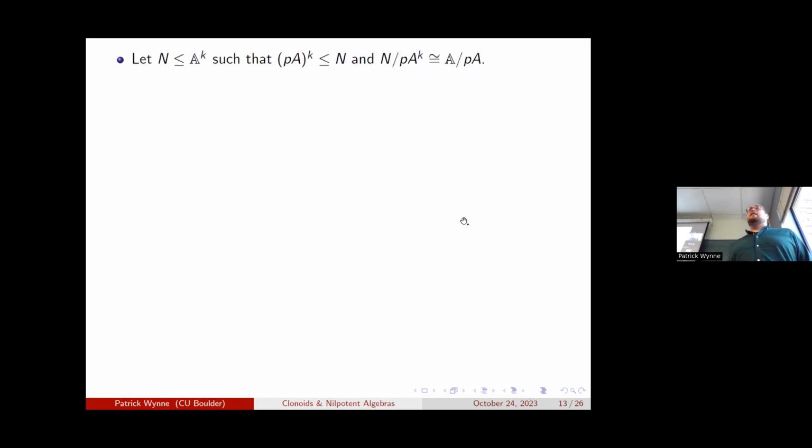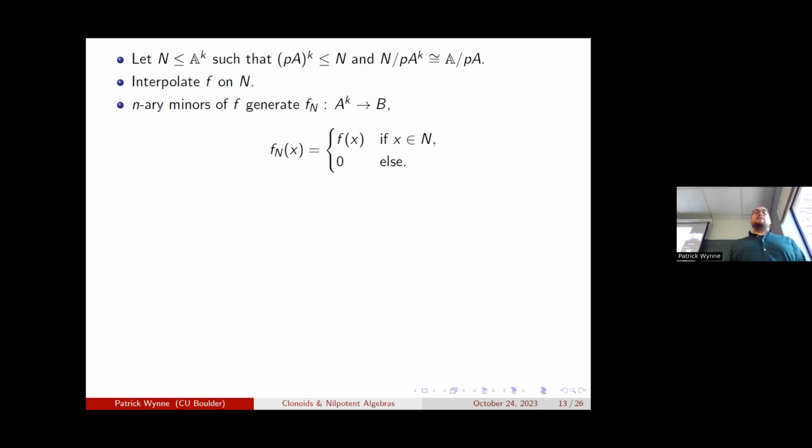So now for all N's that essentially look like this, A times pA to the k minus 1, we can generate a function that looks like f on this submodule N. So from the n-ary minors of our k-ary function f, we generate a new k-ary function which is equal to f on N and is 0 outside of N. So again, we start with a k-ary function, reduce to n-ary functions, and then reconstruct our k-ary function from those n-ary functions. And now we can cover all of A to the k by subgroups of this form.